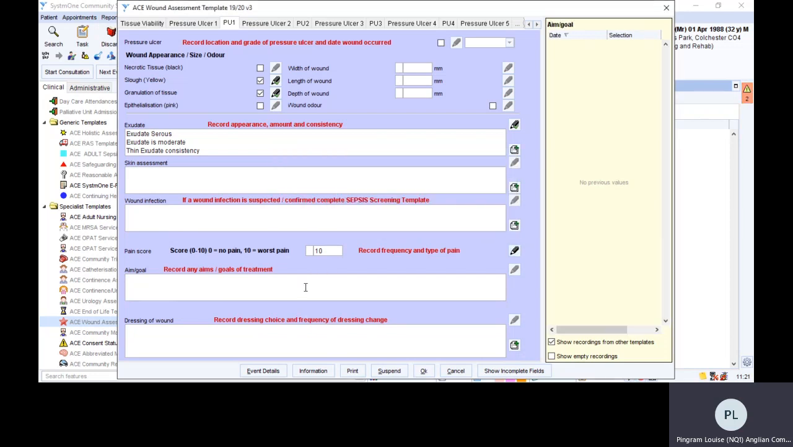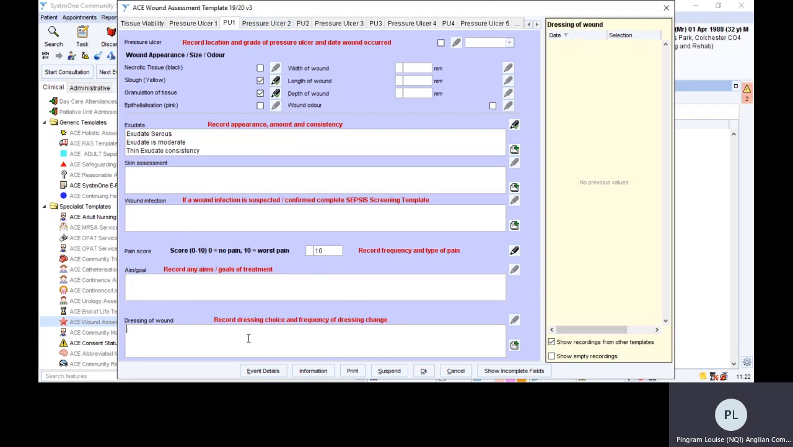So then it's looking at, based on what you're going to dress this wound with, what are your aims and goals of your treatment? So this is about this specific wound. Have you said that that wound is sloughy? So your aim and goal for that particular wound is going to be to de-slough the wound, and you'll link that to what you're writing about what you're going to dress the wound with. So this box of aim or goal is specifically about the wound you're talking about.